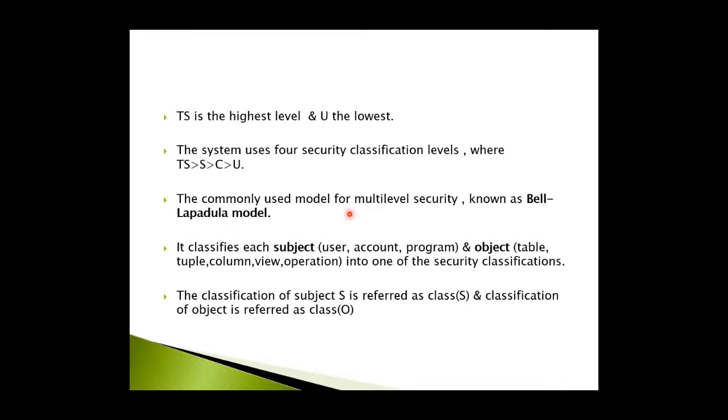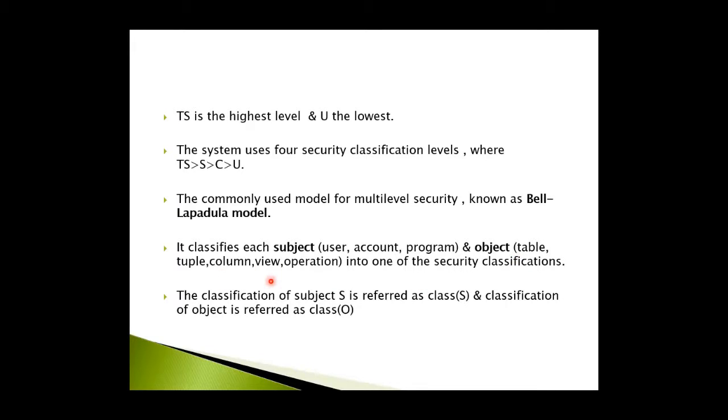It classifies each subject and object. Now here we will understand what you mean by subject and what you mean by object. Subject means a user, an account, or a program. An object means a table or a relation, a tuple or a record, a column or an attribute, a view, that is nothing but your virtual relation, and an operation. So please take a significant amount of time to understand exactly the meaning of subject and object. Essentially, in this particular video lecture, we will take subject as a user and object as a table, just to make it simple for you.